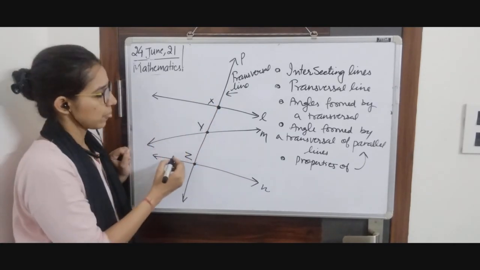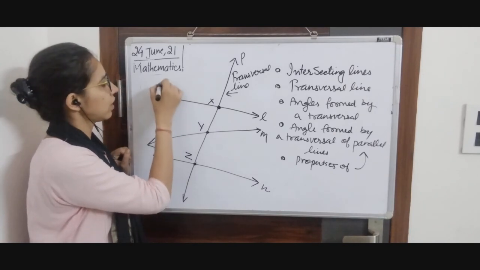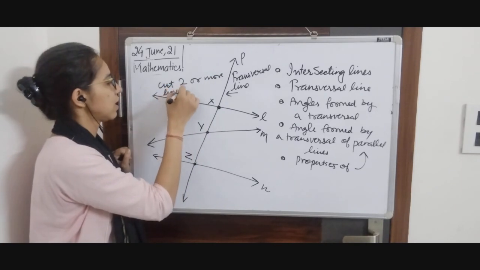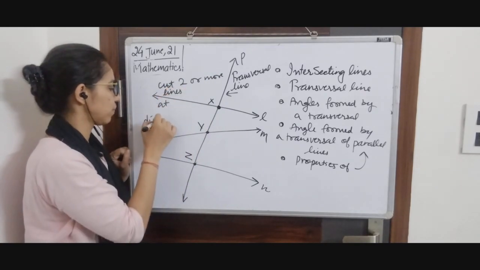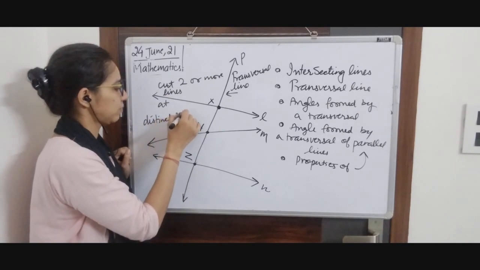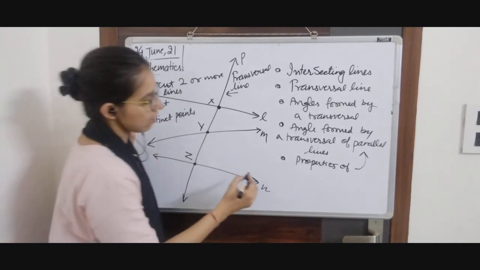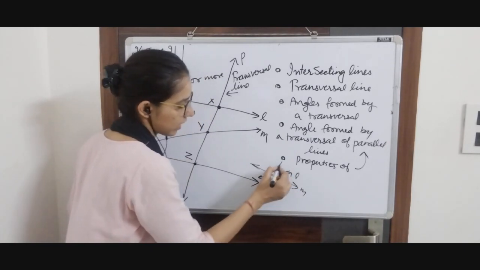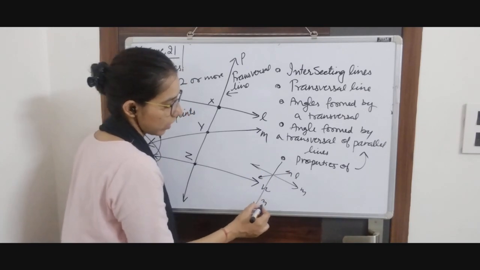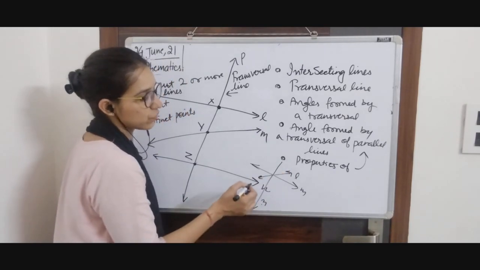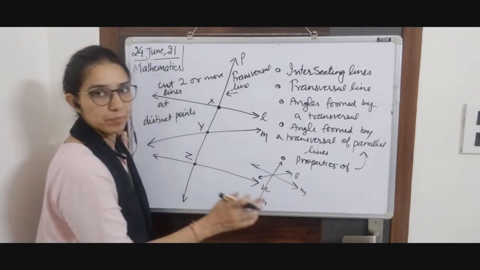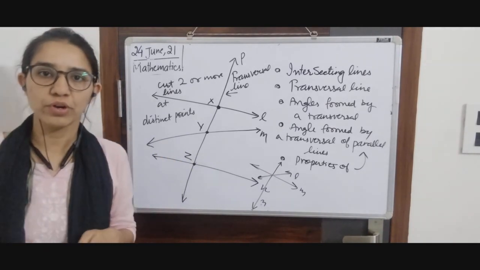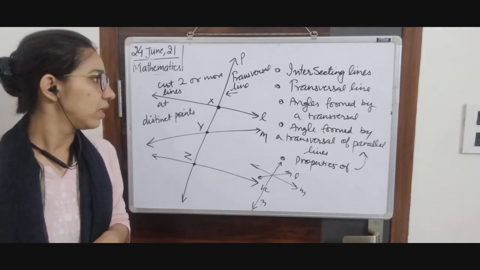So a transversal cuts two or more lines at distinct points. If we have something like this, two lines L and M, and there is a line cutting them like this, N, then N will not be called a transversal. Why? It is cutting lines L and M, that is true, but only at one point, not at distinct points. So it will not be a transversal line.